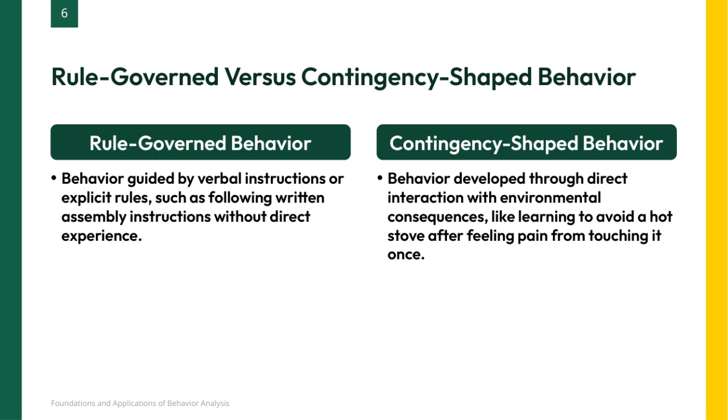On the other hand, contingency-shaped behavior develops through direct interaction with the environment and its consequences. A good example is learning to avoid a hot stove after touching it once and feeling pain. This type of behavior is shaped by real experiences rather than verbal direction. Understanding the difference helps us see how people learn and adapt in different situations.